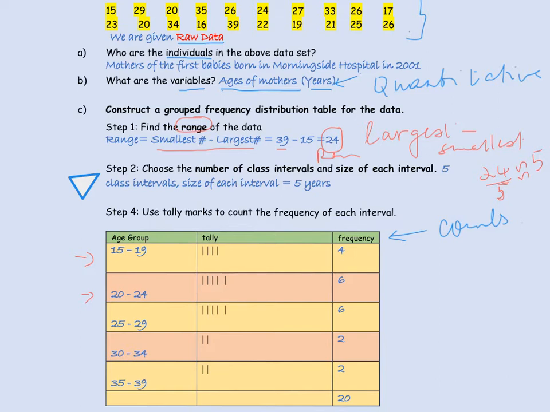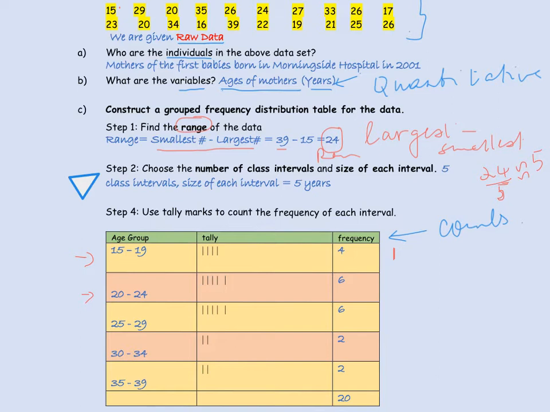Now the next thing is we want to go in a systematic way and make sure that we are counting the number of moms that fall into each age group. So we start with, let's say, the first number 15. So we're looking at 15. 15 falls into the first age group. So we represent 15 by what is called a tally mark. So that's our first tally mark.